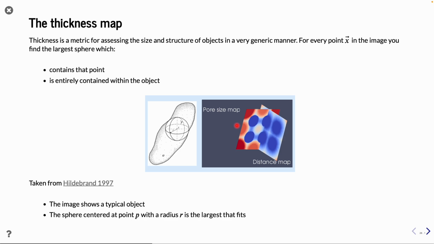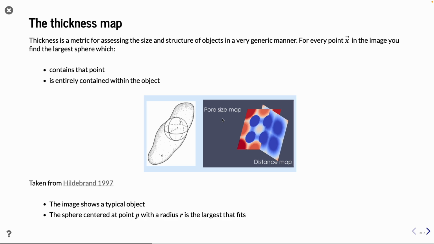So when you're outside of an object, here you can draw a ball which is much larger than you can draw when you're in between these two. So what it gives you is the largest ball that you can press in at that local position. And that is used, for example, a lot in porous media analysis.